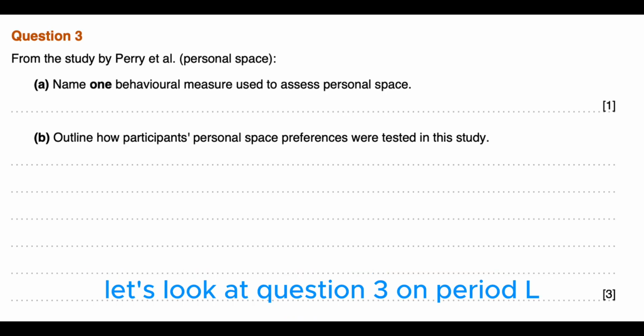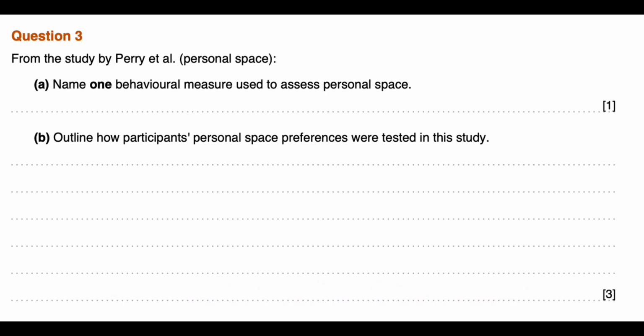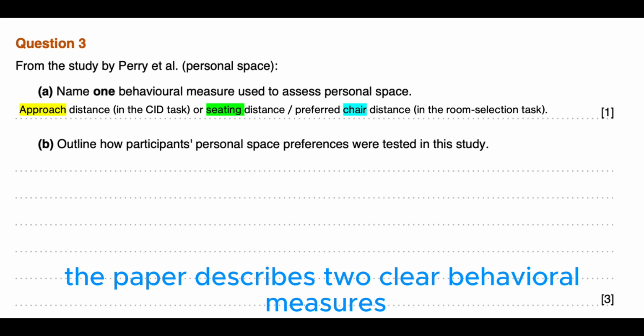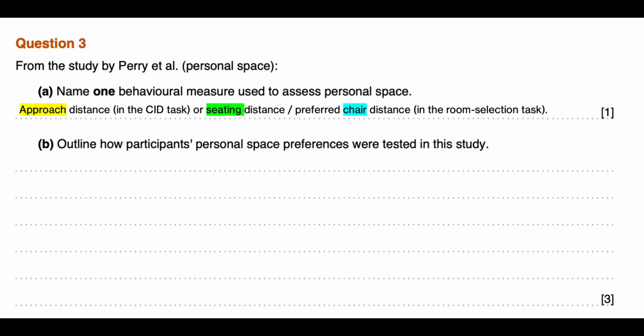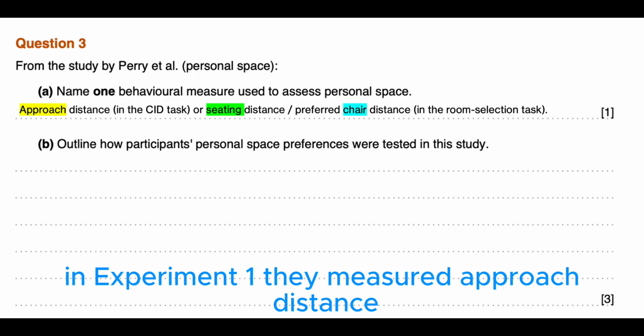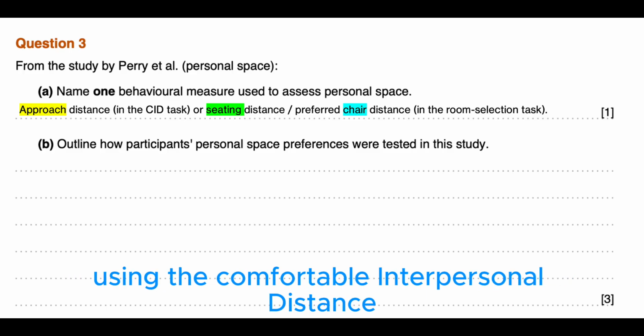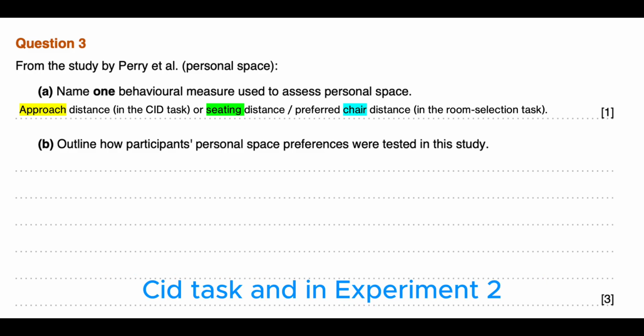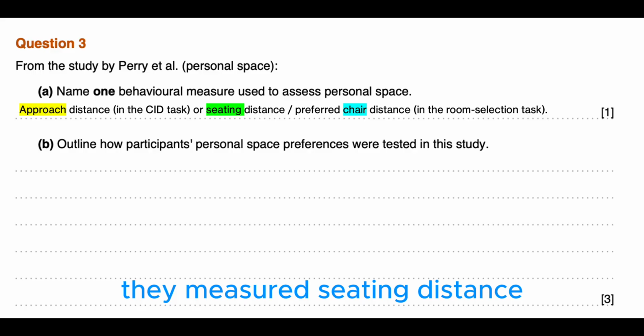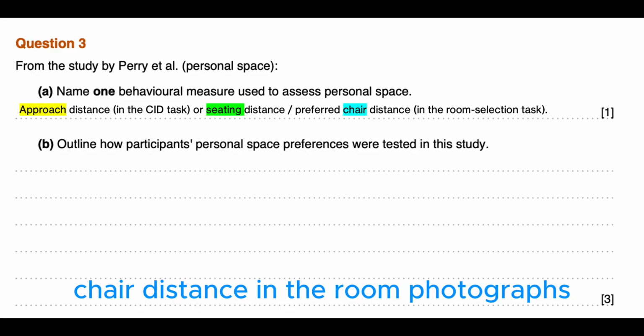Let's look at question 3 on Perry et al. Personal space. Question 3, Part A. The paper describes 2 clear behavioral measures. In experiment 1, they measured approach distance using the comfortable interpersonal distance (CID) task, and in experiment 2, they measured seating distance, chair distance in the room photographs.